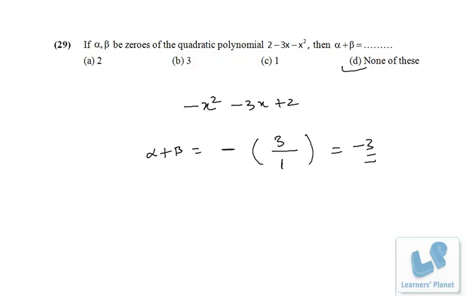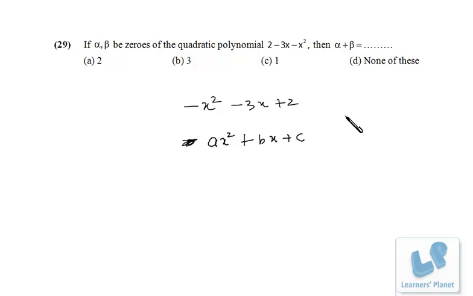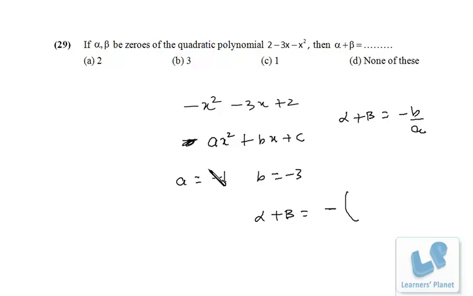Okay? I'll just redo it, I'm sorry. I've written it as minus x square minus 3x plus 2. So for alpha plus beta, I'll show you how to make the comparison. Ax square plus bx plus c, and the sum of the roots is minus b by a, right? So a is minus 1, b is minus 3, right? So alpha plus beta is, I take this minus common, put the value of b as minus 3, put the value of a as minus 1, so it's minus of 3, right? So that's none of these, right?